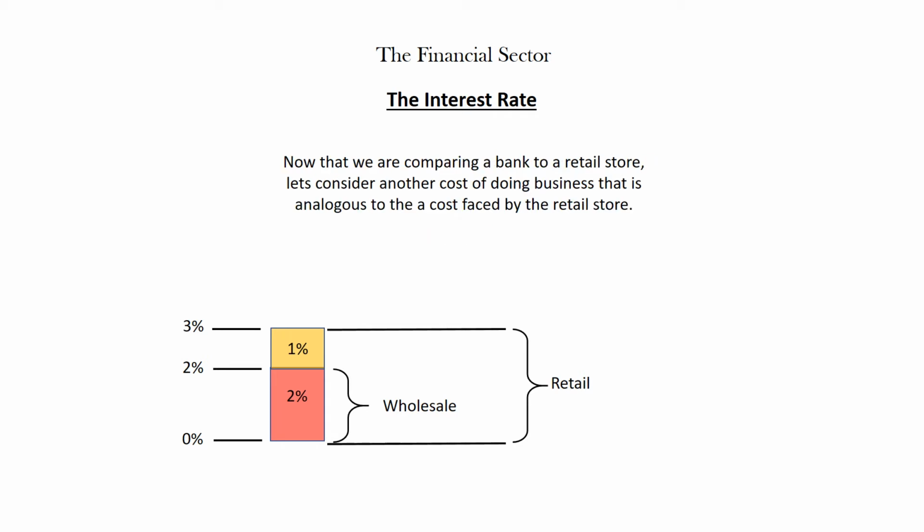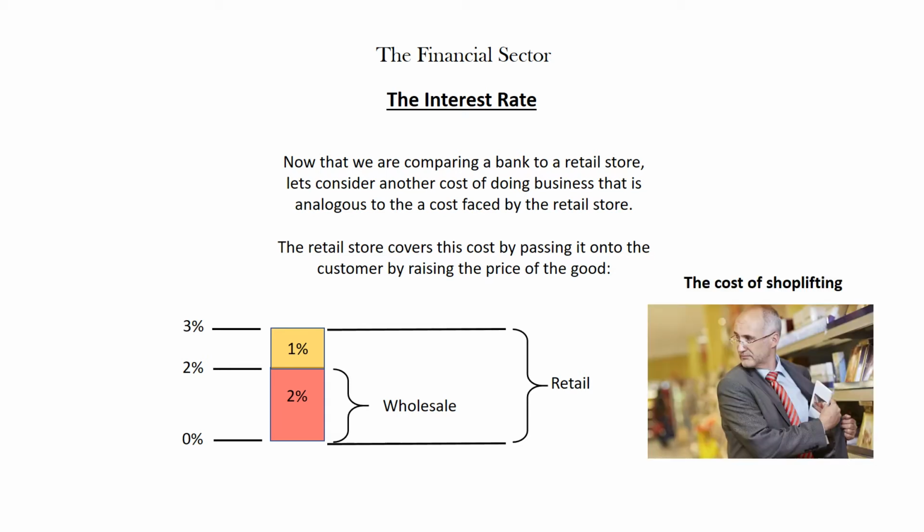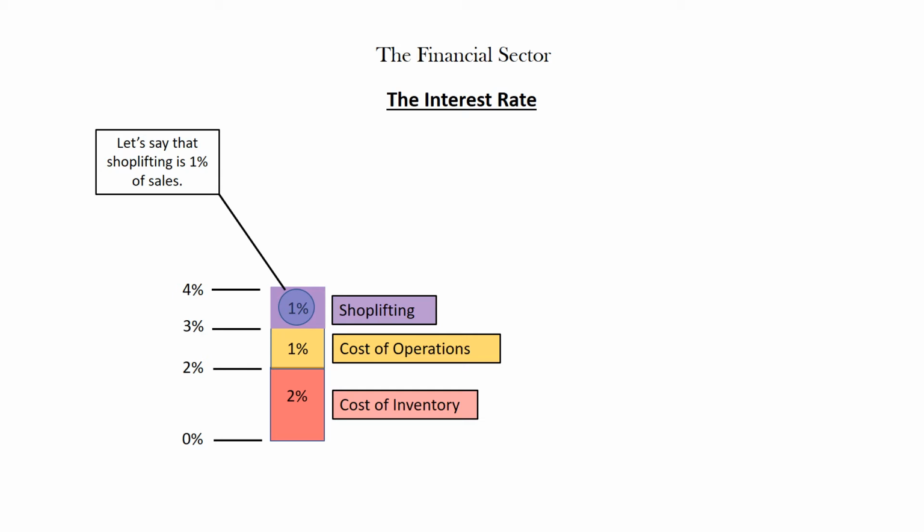So now that we are comparing a bank to a retail store, let's consider another cost of doing business that is analogous to a very important cost faced by the typical retail store. And the retail store will cover this cost by passing it on to the customer by raising the price of the good. The cost that I'm referring to here is the cost of shoplifting. Let's say that shoplifting is 1% of sales.